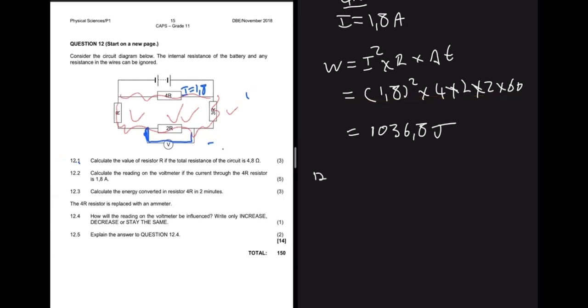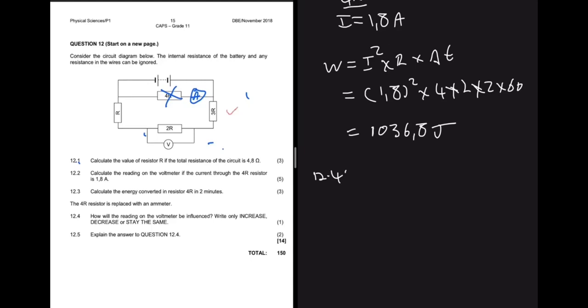And then for 12.4, we are told that the 4R resistor is replaced with an ammeter. So here we no longer have 4R, but we have an ammeter A. Here you have to know that the ammeter has a negligible resistance. So if you connect it in parallel, it's going to short circuit your circuit. And then the question asks us, how will the reading on the voltmeter be influenced? Increase, decrease, or stay the same?